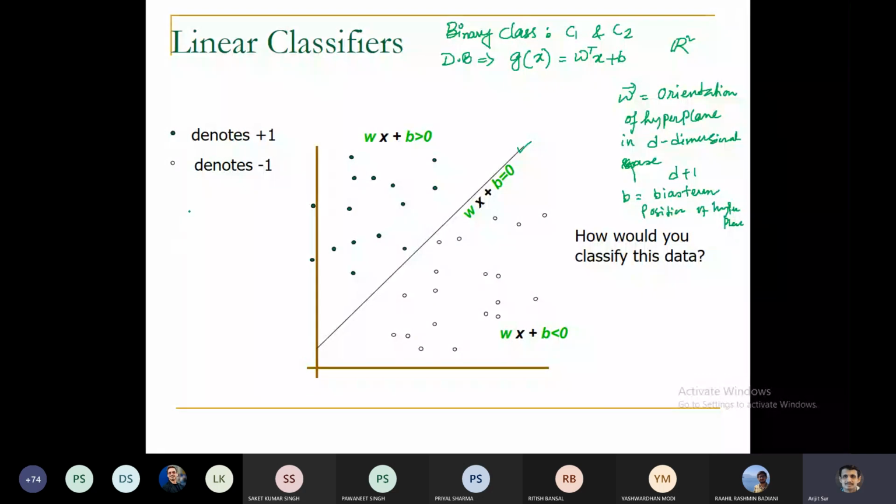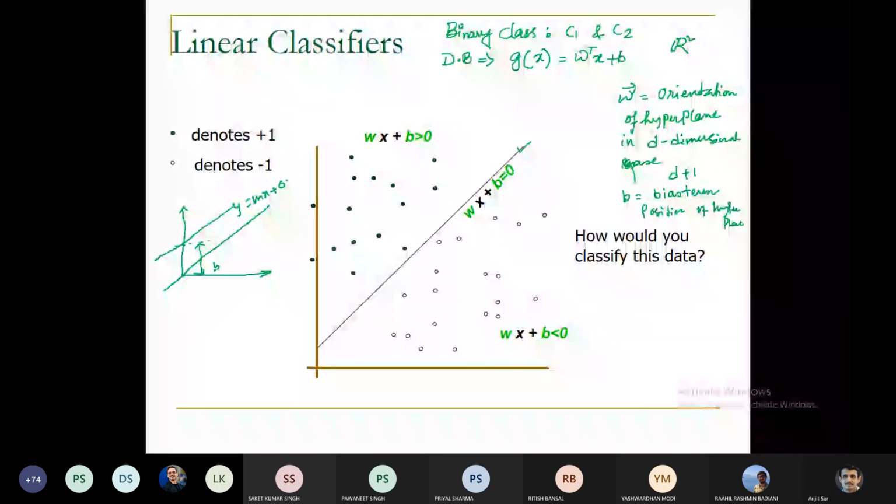So now you can see very easily what the idea is. If it is y equal to mx plus c, but c is equal to 0. And if the line is shifted in this way, then this term is b. So this is y equal to mx, and this is y equal to mx plus b. So that is the idea.